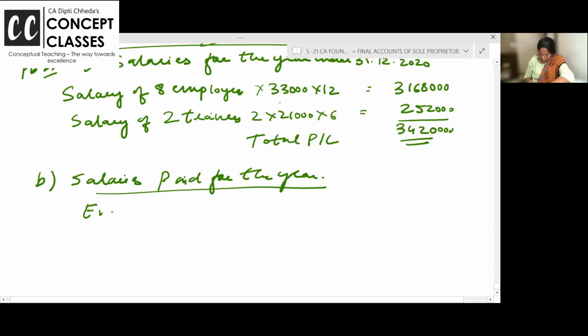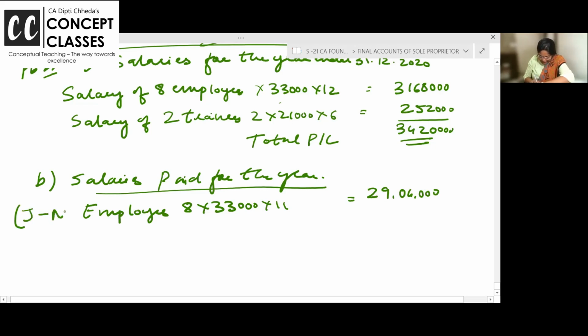So 8 employees, 33,000, 11 months. 8 employees, 33,000, 11 months. 29,04,000. Yes, and last December months you will pay.